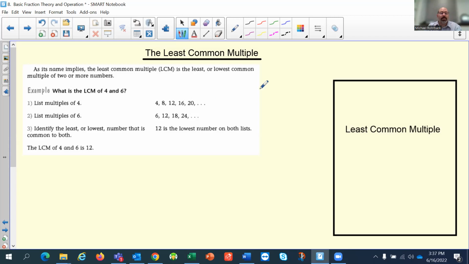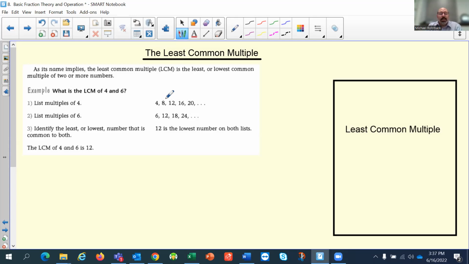So you could list the multiples of 4. 6 times 1 is 6, 6 times 2 is 12, 6 times 3 is 18, 6 times 4 is 24, and it keeps going like that by sixes. Well, the first number that you see on both of them is the number 12. So the least common multiple of 4 and 6 is 12. So that's basically what least common multiple is.